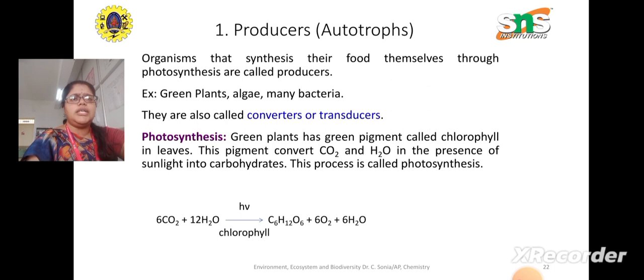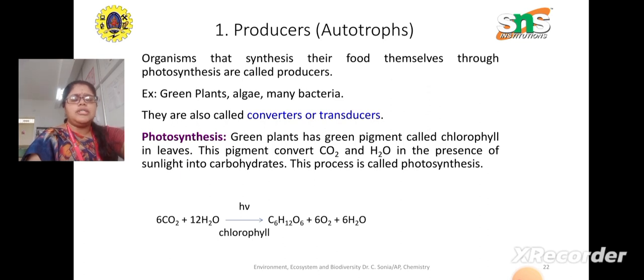Producers have another name: autotrophs. Why are they called autotrophs? Because they are self-dependent. They produce their own food. Organisms that synthesize their food themselves through photosynthesis are called producers. Examples are green plants, algae and many bacteria. They are also called converters or transducers.